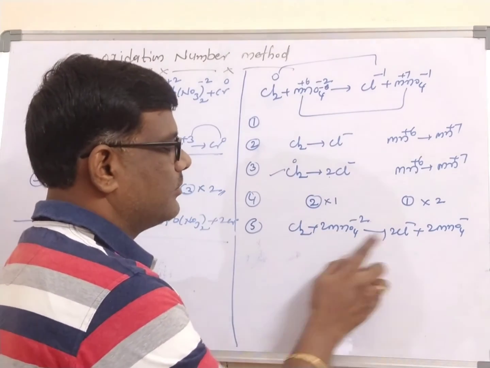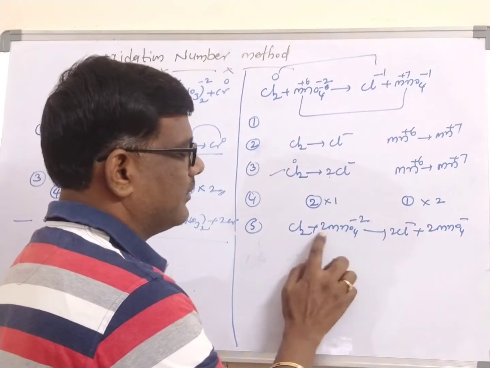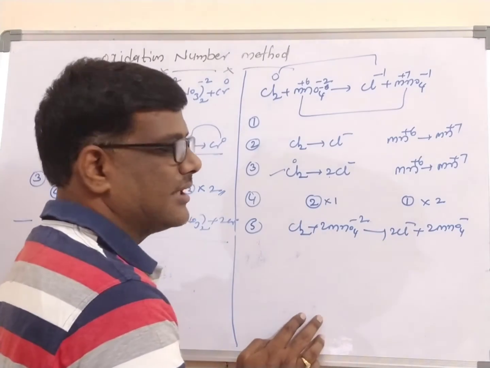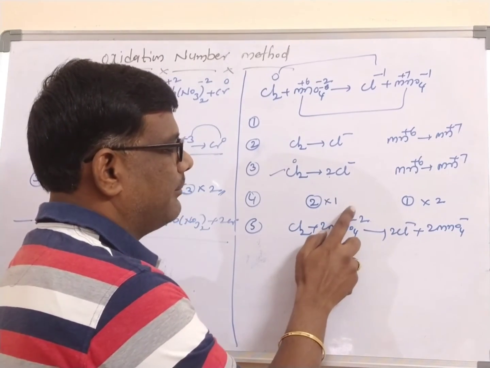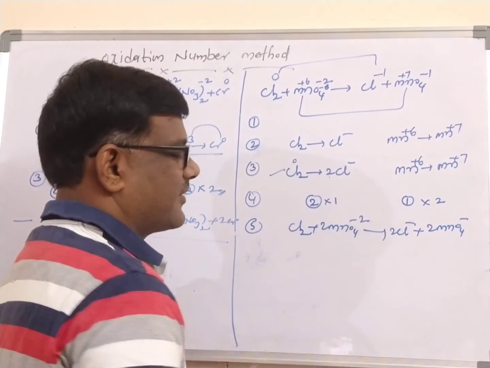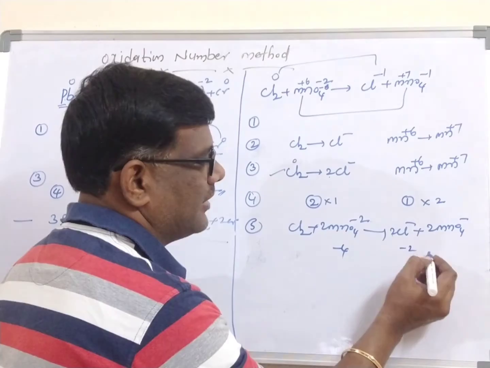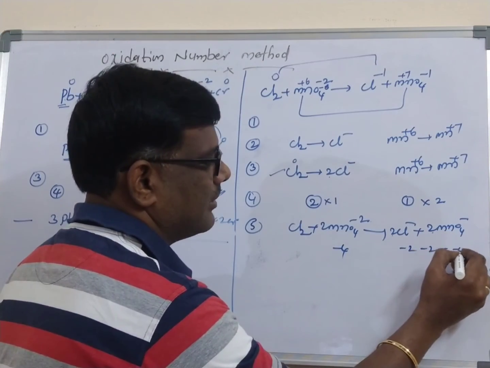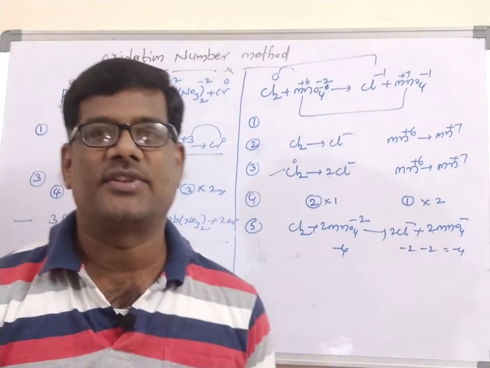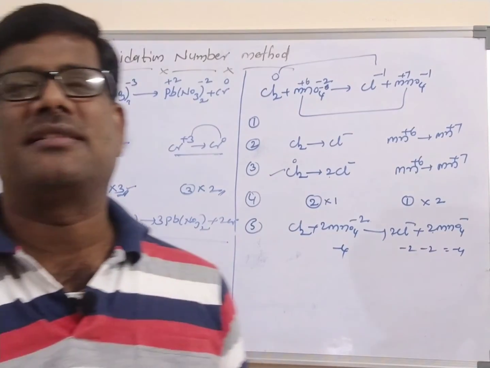Now check whether it is balanced or not. 2 chlorines, 2 chlorines. 2 Mn, 2 Mn. 8 oxygen, 8 oxygen. Charge also you observe: 2 into minus 2 is minus 4. This 2 into minus 1, minus 2, and 2 into minus 1, minus 2. Total minus 4. Minus 4 equals minus 4. Ultimately, the equation is balanced. Very simple.